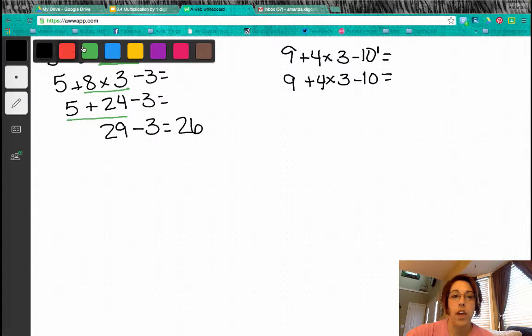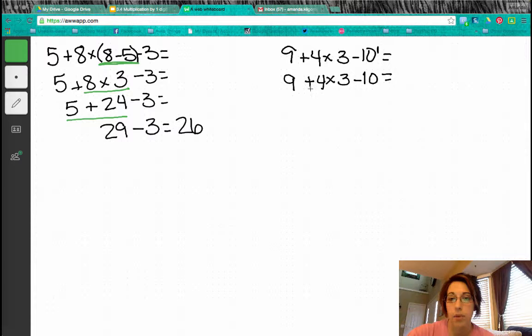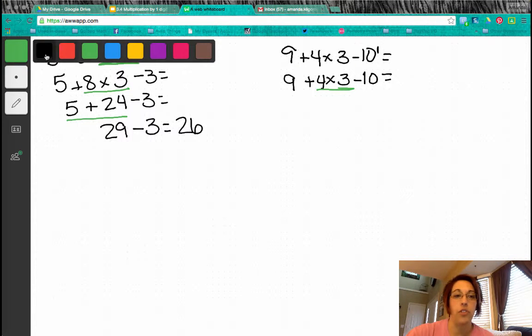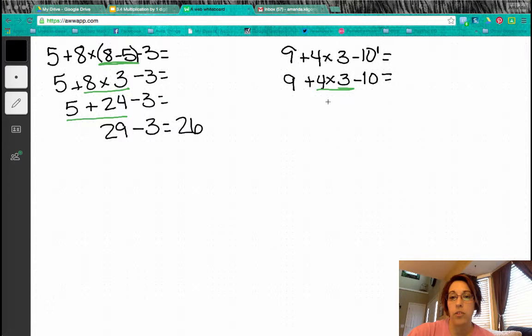And then let's go ahead and look at our next step. We've got addition, multiplication, and subtraction. So we're going to do this multiplication first. 4 times 3 is 12. Copy the rest of your problem down.